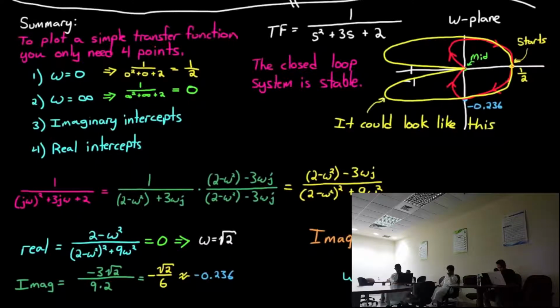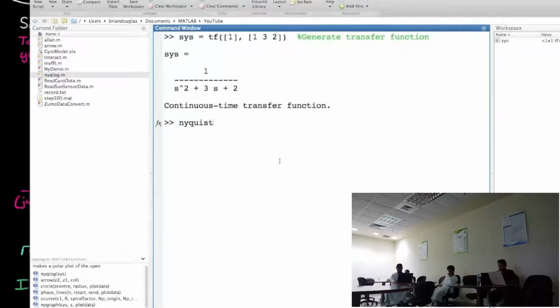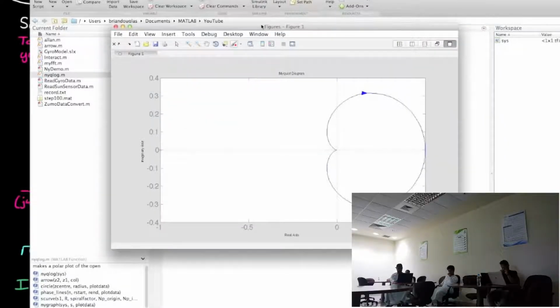I'm going to plot this in MATLAB and see how close we got. The first thing I'm going to do is set our system's transfer function, and then I'll plot the Nyquist plot, and here it is. And we did all right. It doesn't look exactly the same, but you can see that it starts at 0.5 on the real axis, loops down, crosses over the imaginary axis, and then ends at the origin, and the system is stable like we predicted.